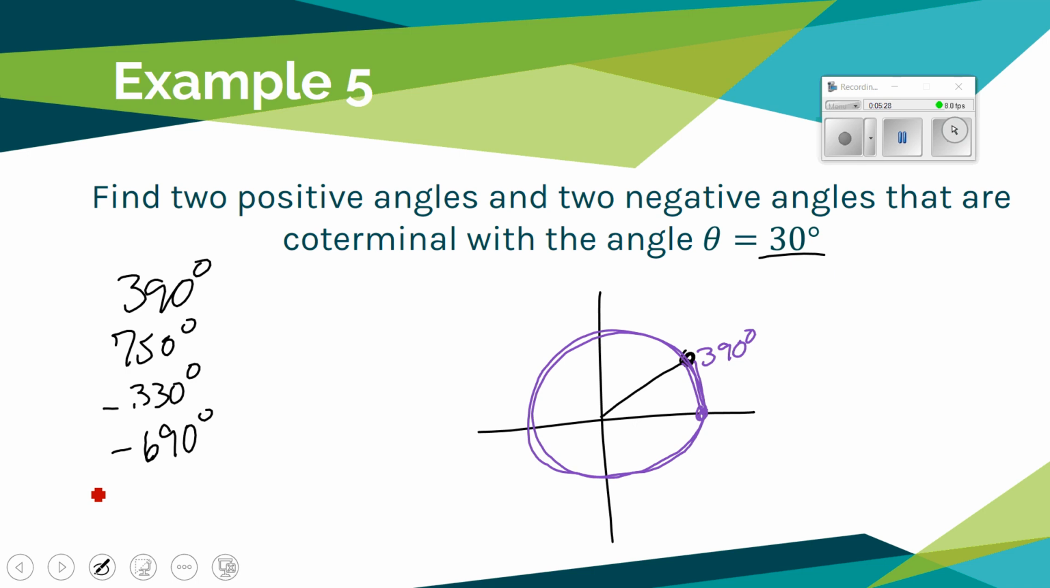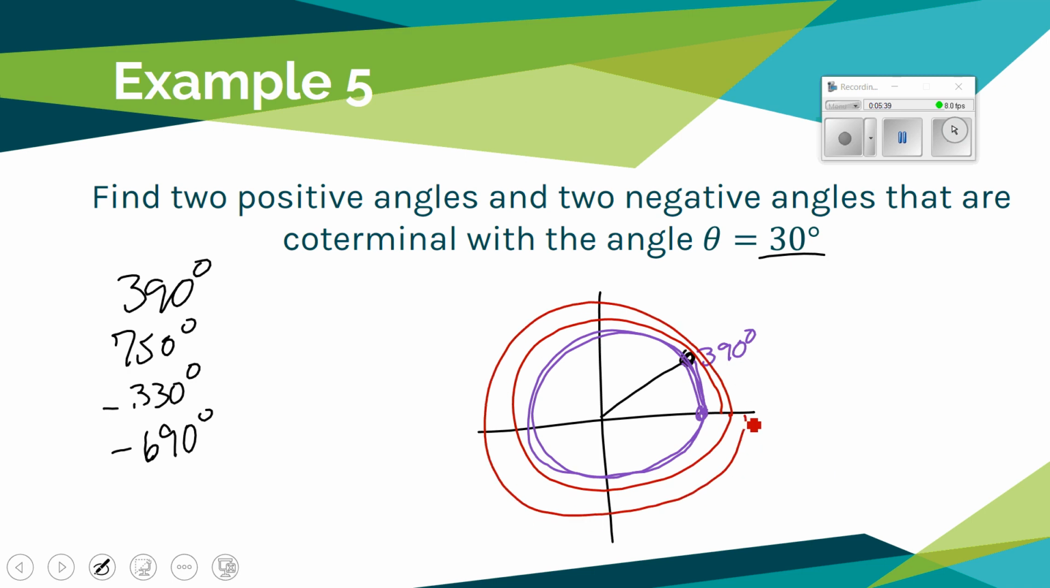So what's another option? I could go around how many times? 2. I could go all the way around. That's 360. I could go around again and then up. And that would be how much? 720 plus another 30, right?